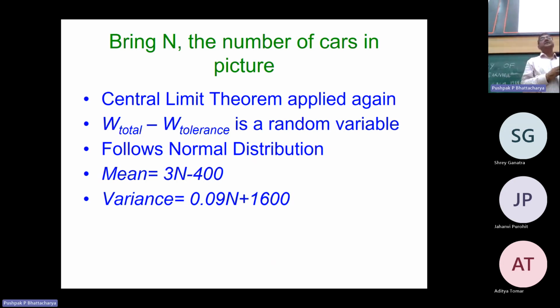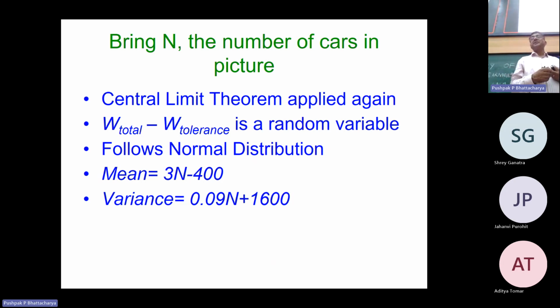So let's examine this quantity W total minus W tolerance. This is also a random variable. Now again by central limit theorem, this is the difference of two normally distributed random variables. That difference is also normally distributed, again a consequence of the central limit theorem.